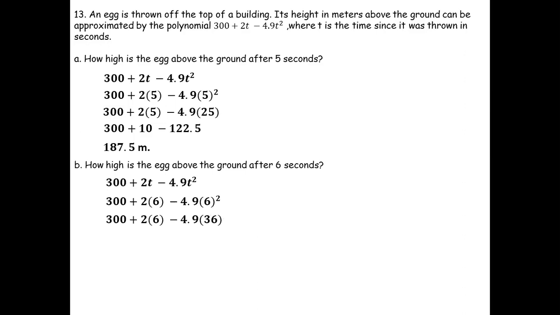So this is going to be 6, first solve the exponent. So 6 to the power of 2, or 6 squared, will give you 36. So this is going to be 2 times 6 is 12. Then 4.9 multiplied by 36 is going to be 176.4. All right, then just solve it. 300 plus 12 is going to be 312, minus 176.4 will give you 135.6.